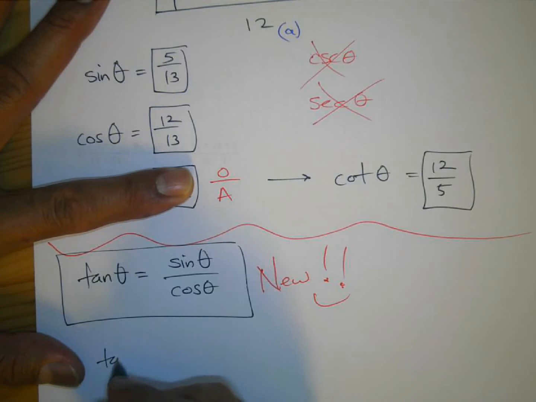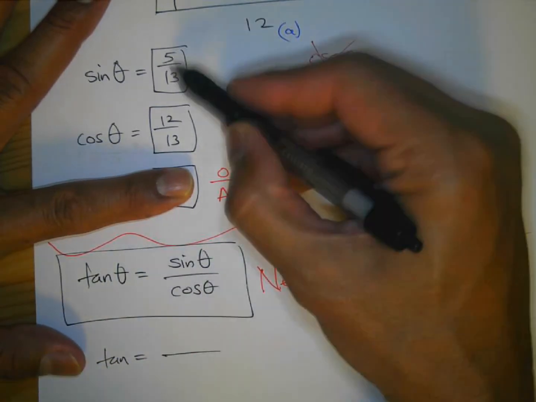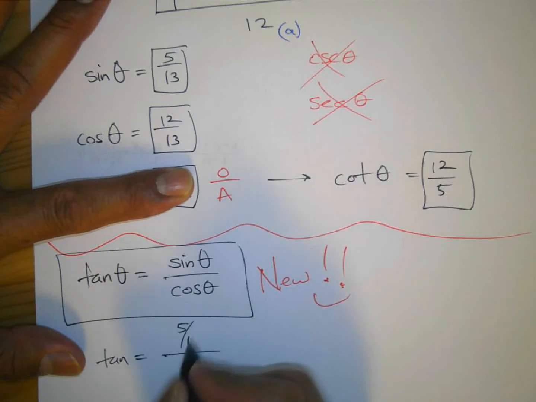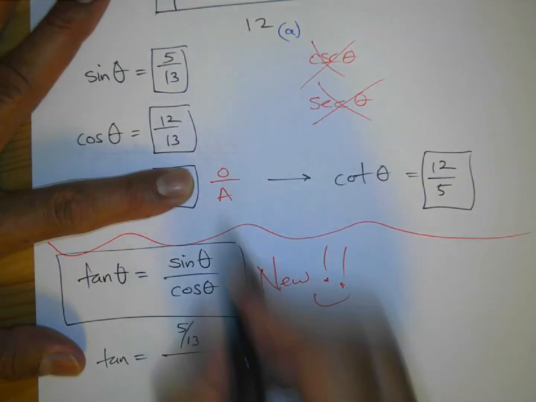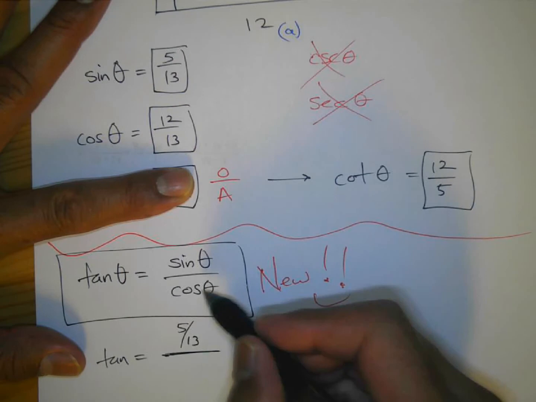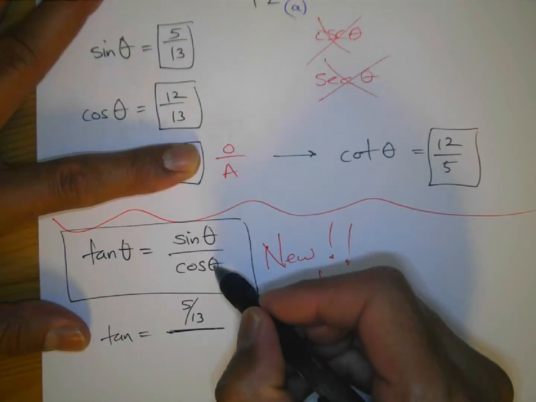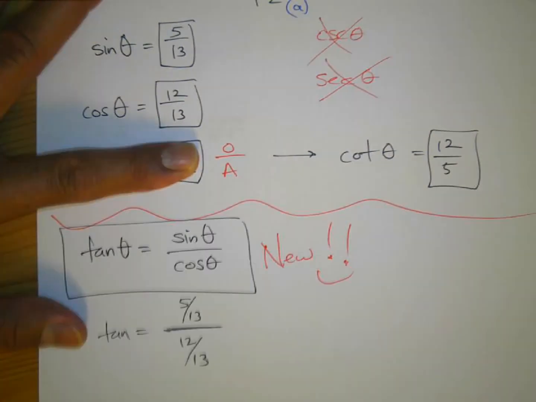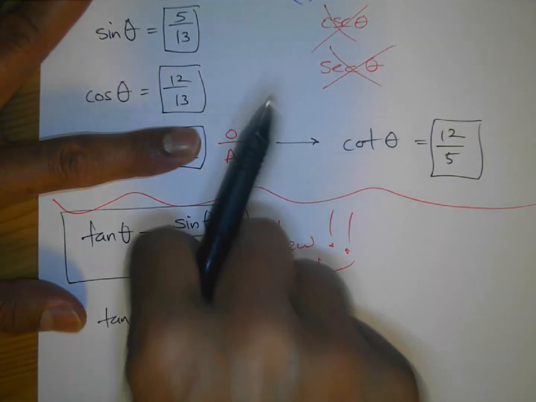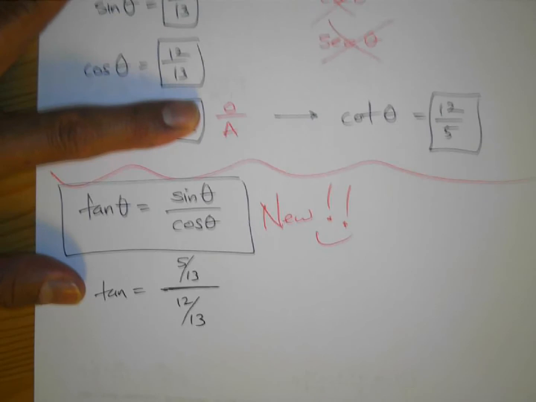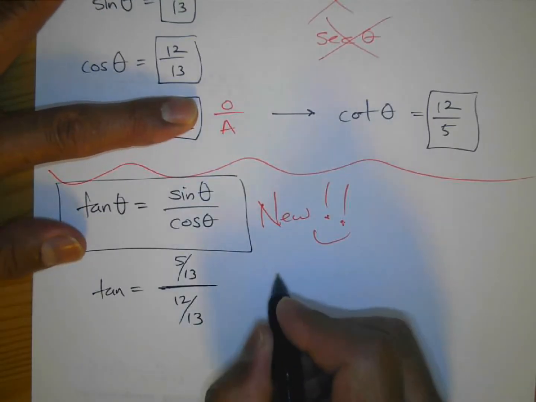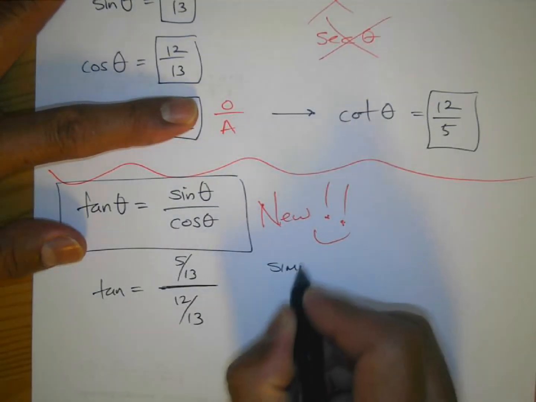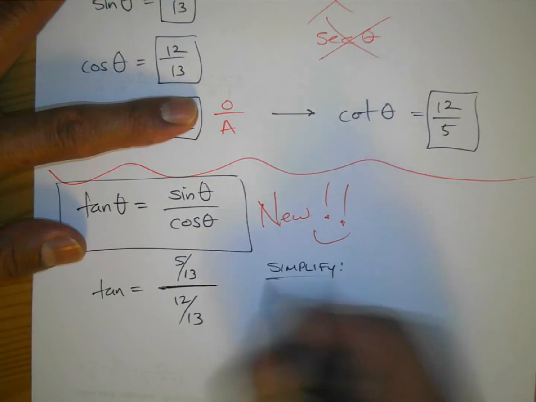Well, that would mean that tangent is sine. Sine is what? 5 over 13 divided by what? Cosine, which is 12 over 13. Hey, we've been doing this. Remember I told you, you want to see this? You want a fraction divided by a fraction? All right, well, let's solve this. Let's simplify this.